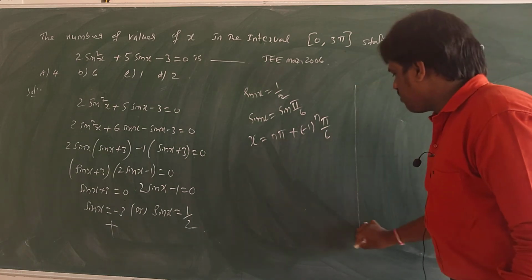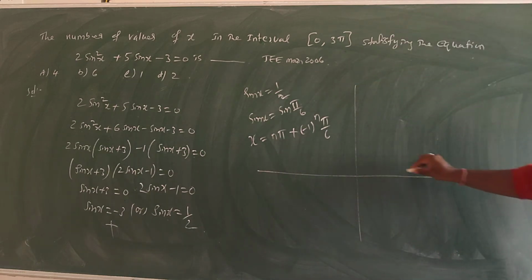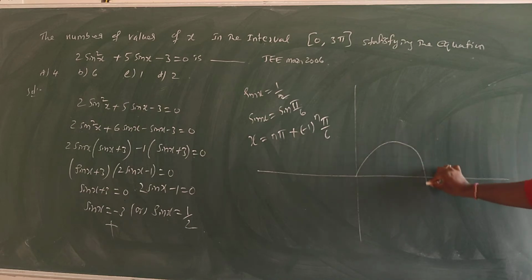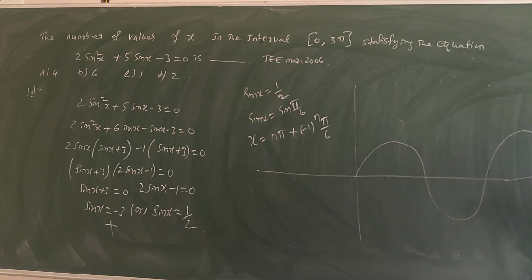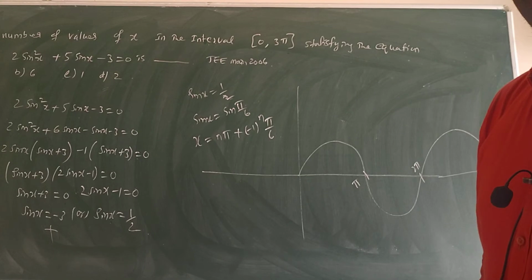Just draw a diagram of sin x. You know the sin x graph. So sin x graph will be like this. This is the graph of sin x. This will be pi, this will be 2 pi, this will be 3 pi. So 3 pi will be here.